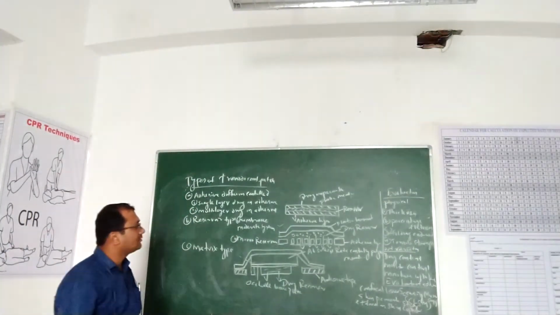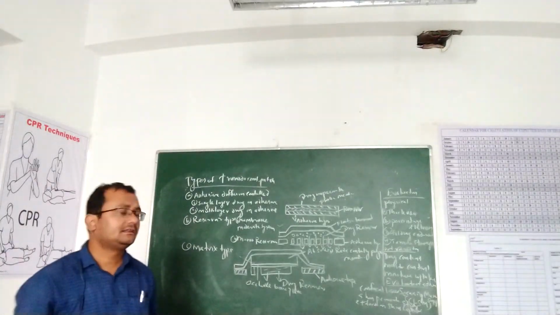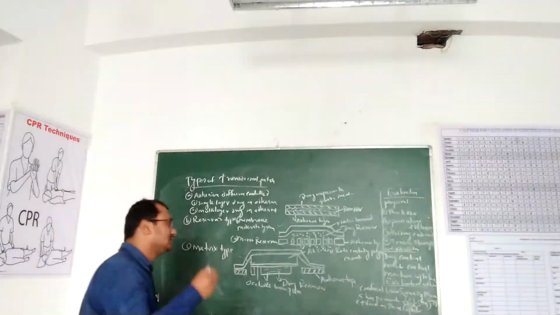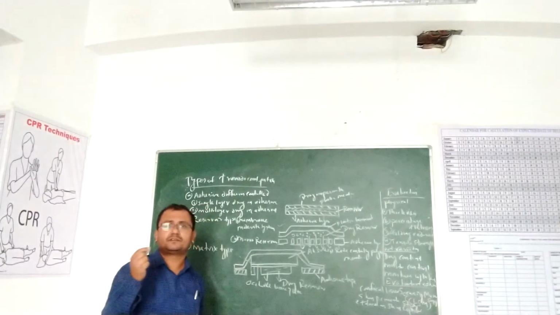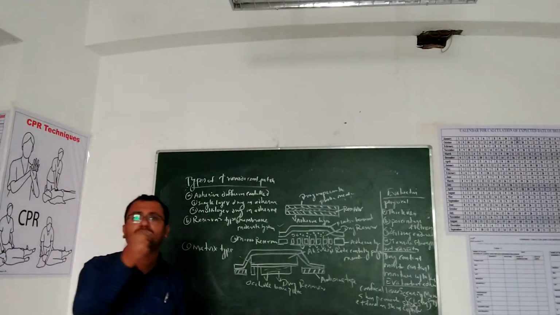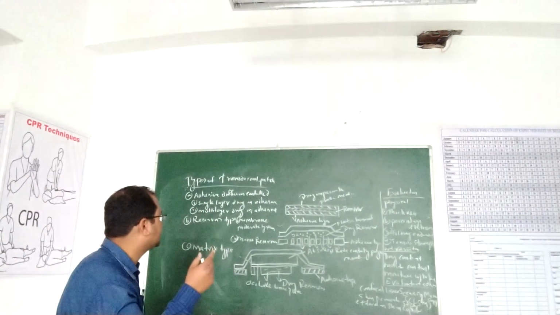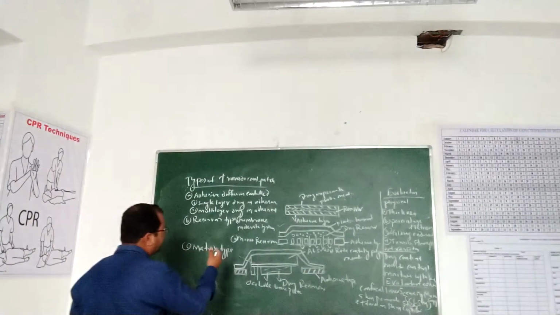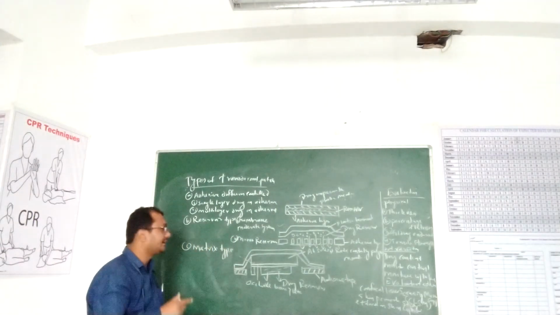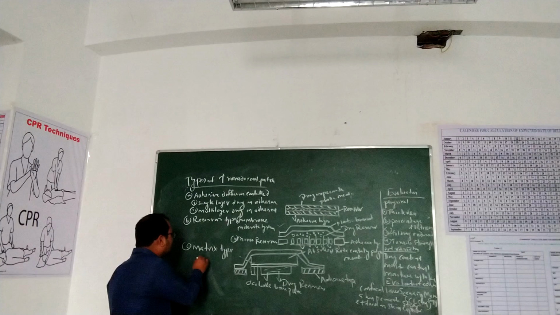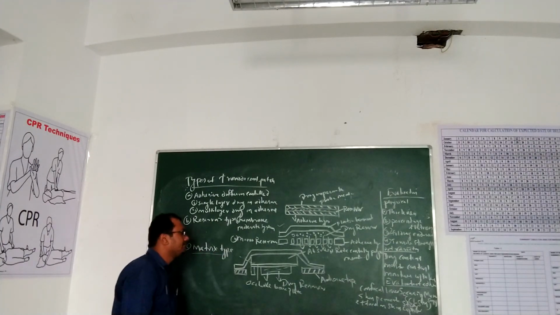Like that, the micro reservoir system is also there. In the micro reservoir system, there is a very small reservoir system that is directly attached to the skin, and from this micro reservoir the drug will be transported. Then coming to the third one, matrix type.